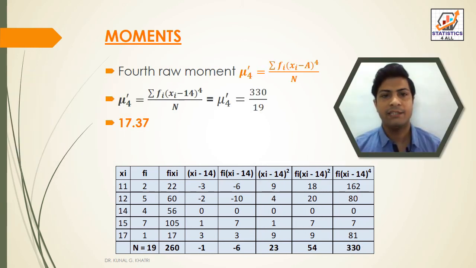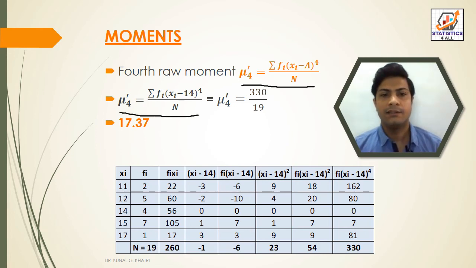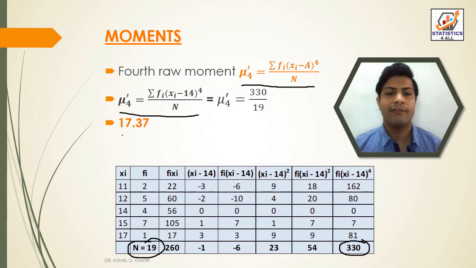Now we take the sum of fi into (xi minus 14) raised to power 4, we get the value 330. So after finding this value, we will put it in the formula of the fourth raw moment, that is mu 4 dash, that is equal to sigma fi into (xi minus 14) raised to power 4 divided by n. Here sigma fi into (xi minus 14) raised to power 4 is equal to 330 and n is equal to 19. So putting in the above formula, mu 4 dash is equal to 330 divided by 19, we get the value 17.37.